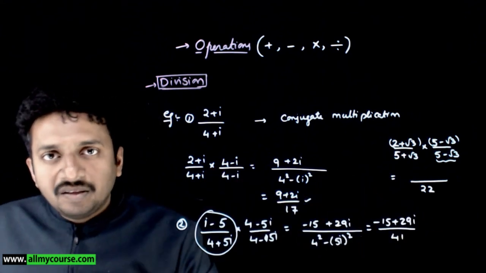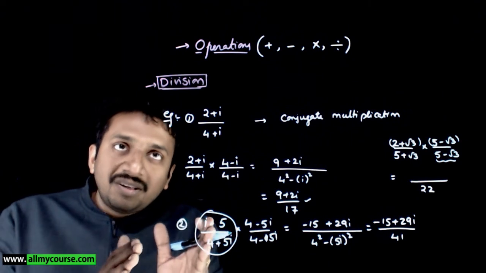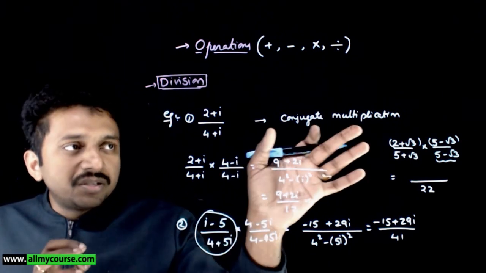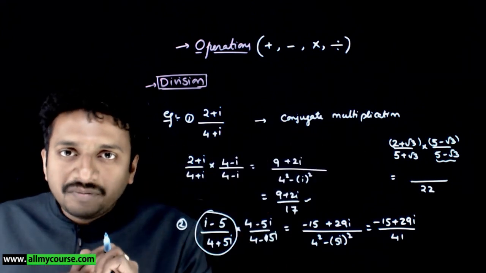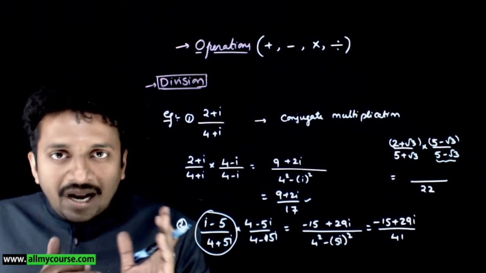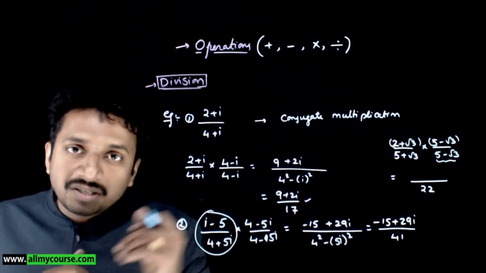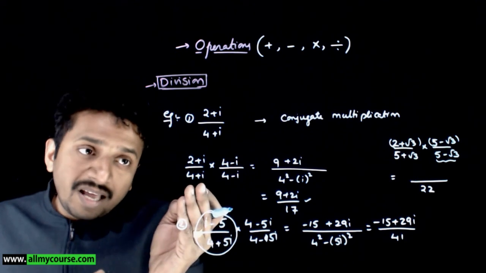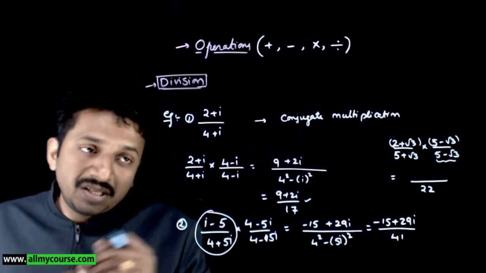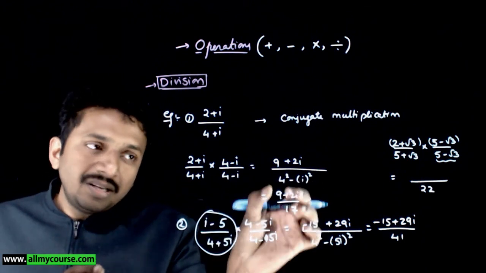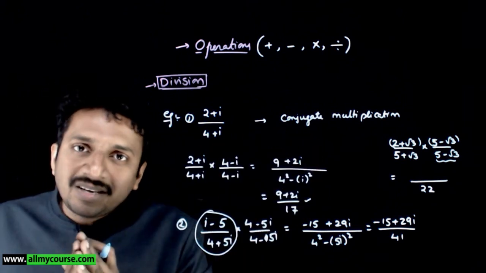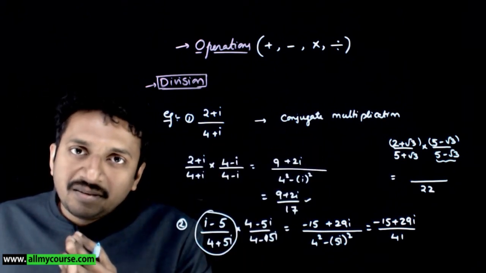I hope you have understood the operation of division. In division, we use a process called conjugate multiplication, and conjugate looks similar to what you have done in irrational division. If you have a complex number of the form x plus iy, the conjugate will be x minus iy. If you multiply these two, the number becomes a real number, and in the numerator you can multiply the terms and get the answer. Thank you.